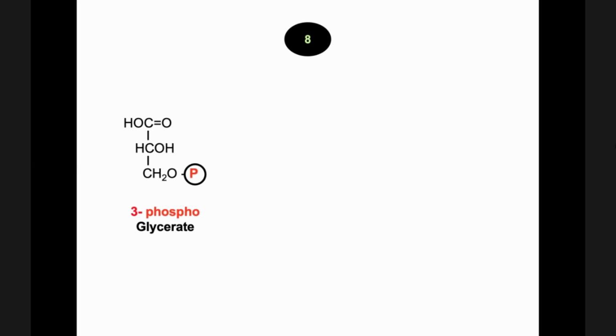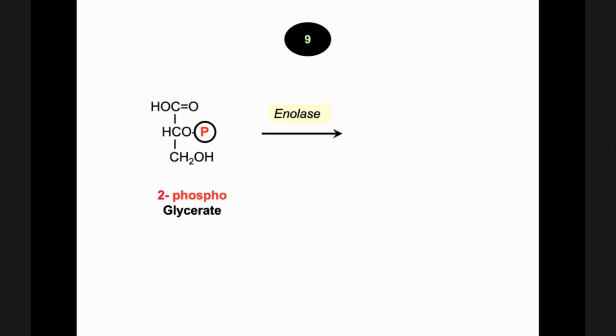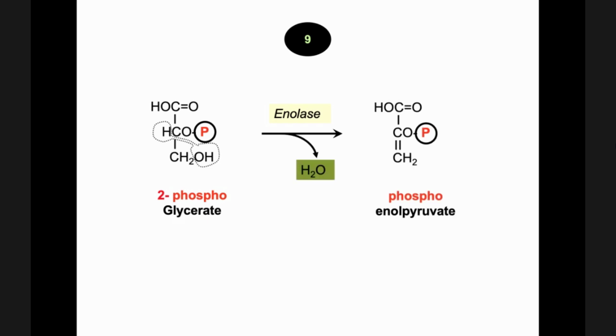So this phosphate group also needs to go to the second carbon. So we will have, via the phosphoglycerate mutase, the phosphate group changed from the 3rd carbon to the 2nd carbon, and then in presence of enolase, this will lead to producing water and producing phosphoenolpyruvate. Okay, a water group will be removed and the product will be phosphoenolpyruvate.